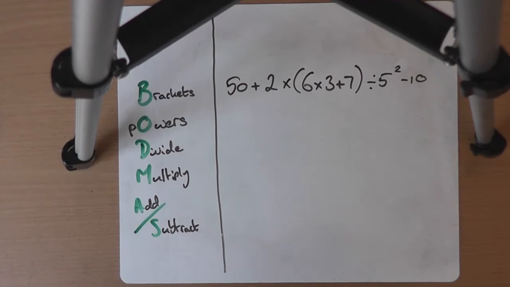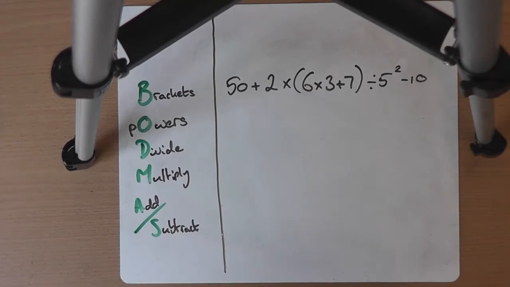Now again, we can get increasingly complex questions here, but because we're just doing things in a very systematic order, the same order every time, one step at a time, we can deal with these questions nice and easily by breaking them down into much smaller things. So 50 plus 2 times, and then 6 times 3 plus 7 in brackets, divided by 5 squared, and then minus 10. We have to stick with this BODMAS order.